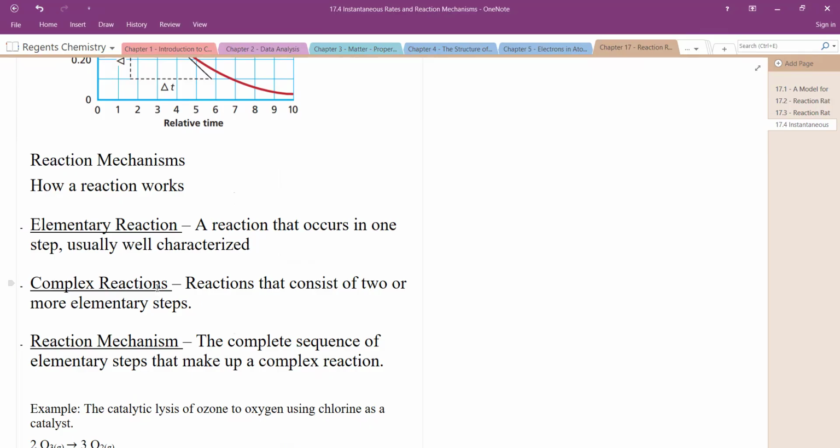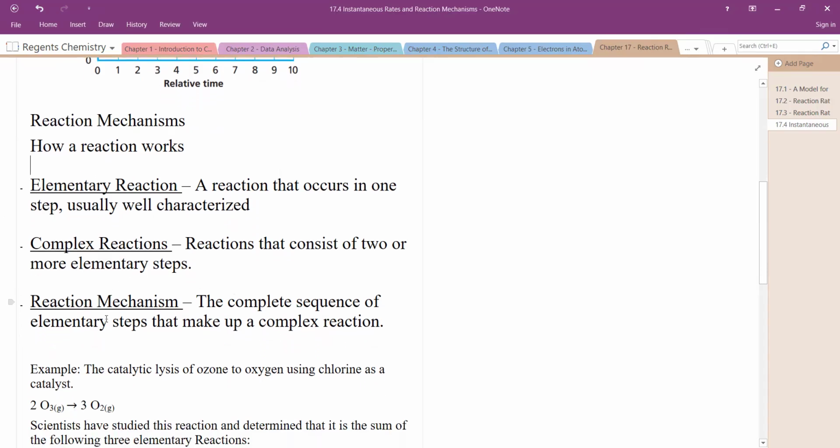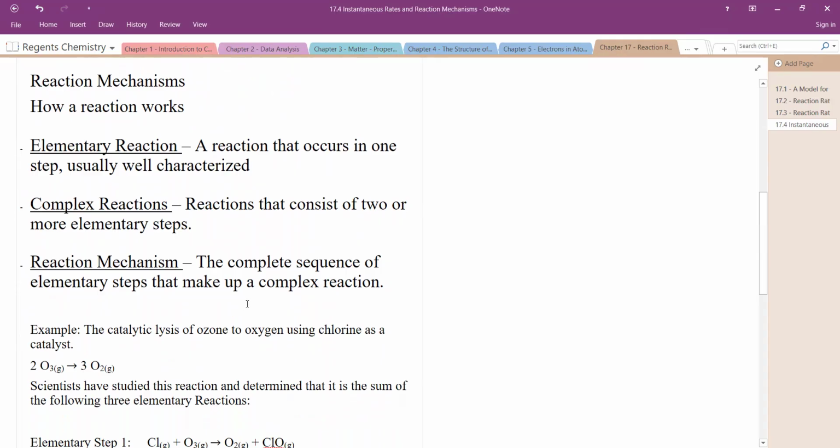And we can combine those steps because of Hess's law, remember. So we can have 2 steps, we can have 10 steps, we can have 100 steps, and so we can get very complex very quickly. This is something that is not fully characterized, of course. There's an infinite number of reactions that can happen. And a reaction mechanism is the complete sequence of elementary steps that, when combined, come together to make a complex reaction.